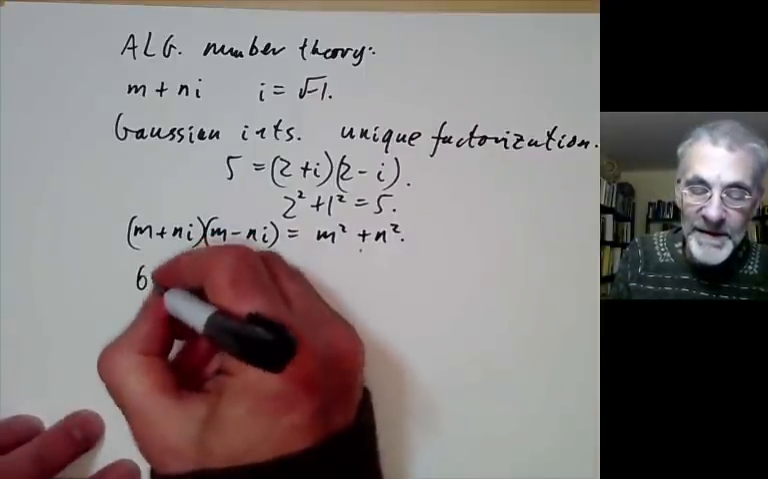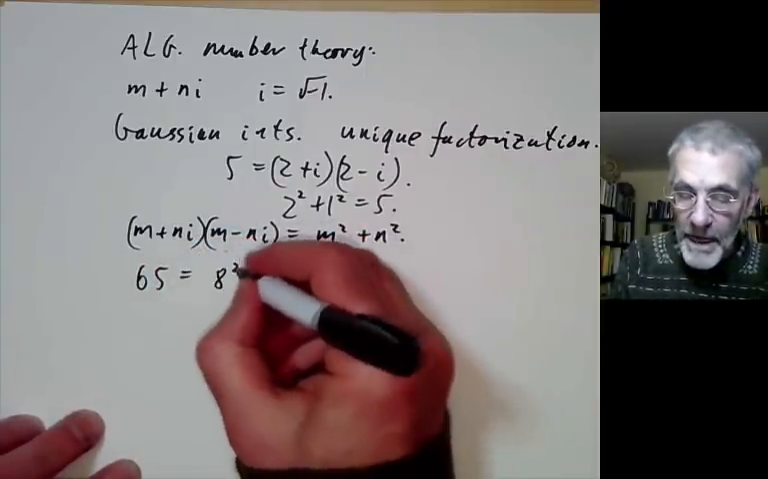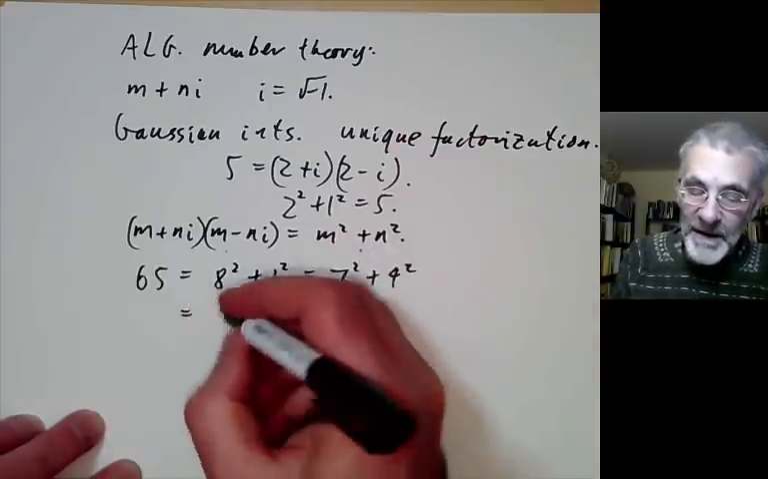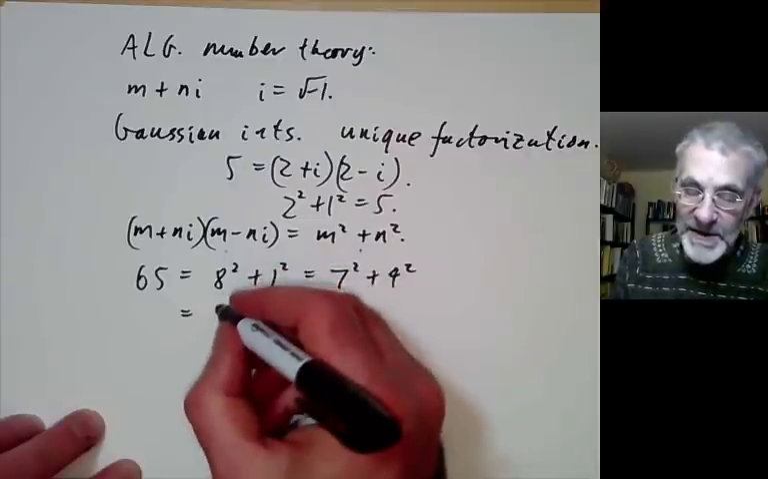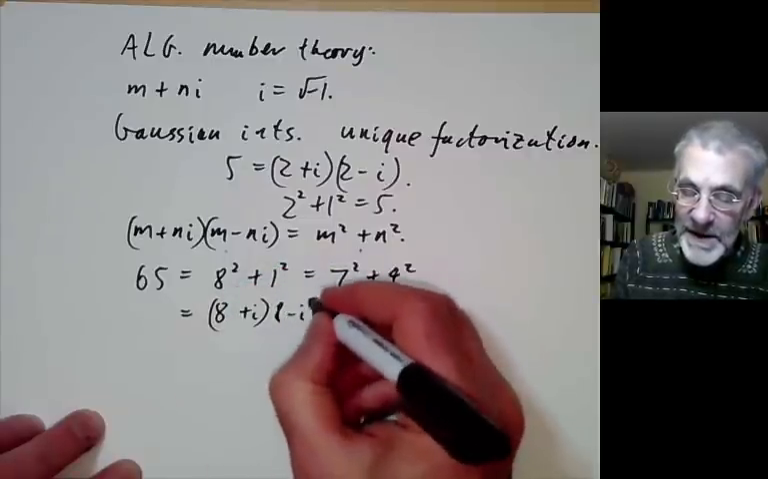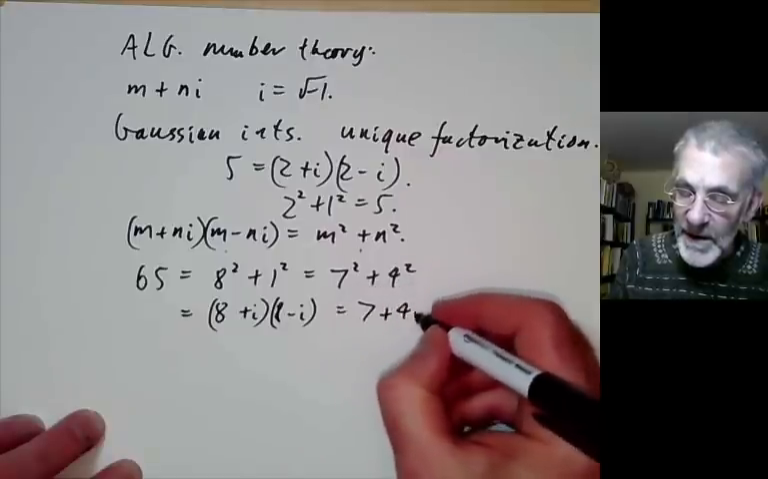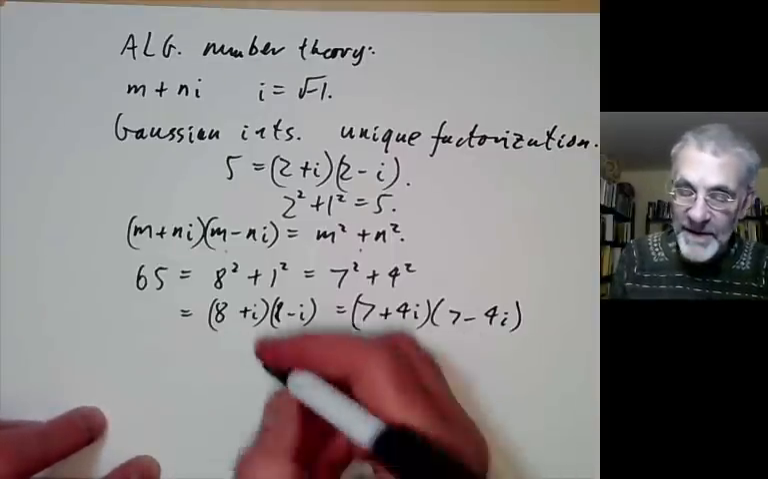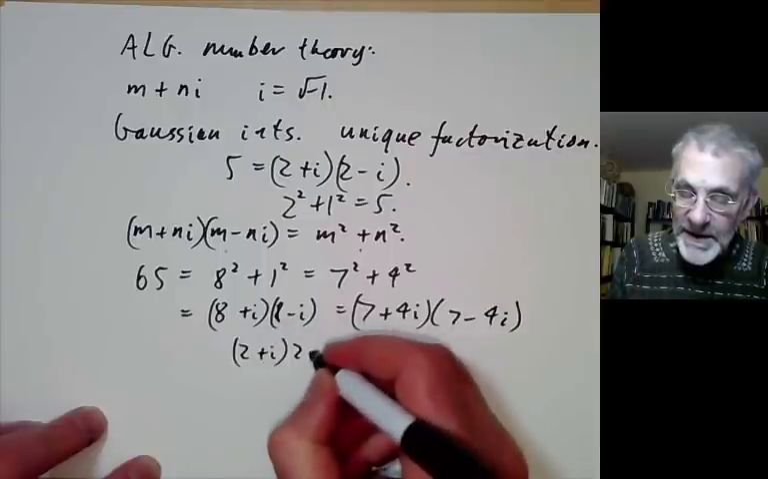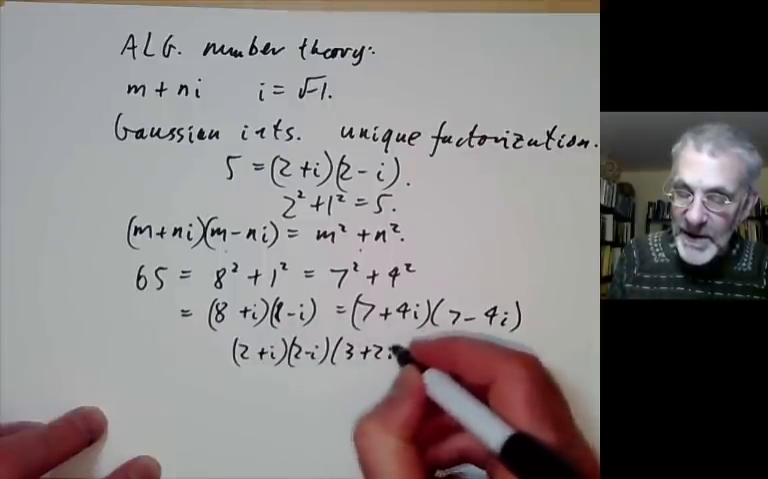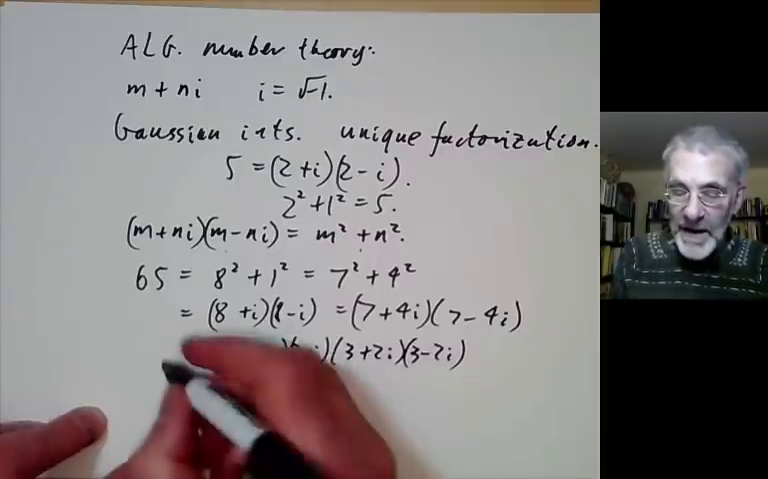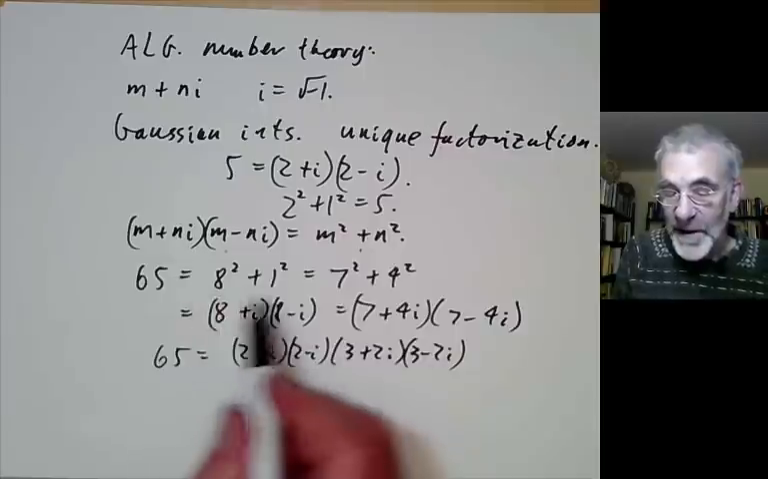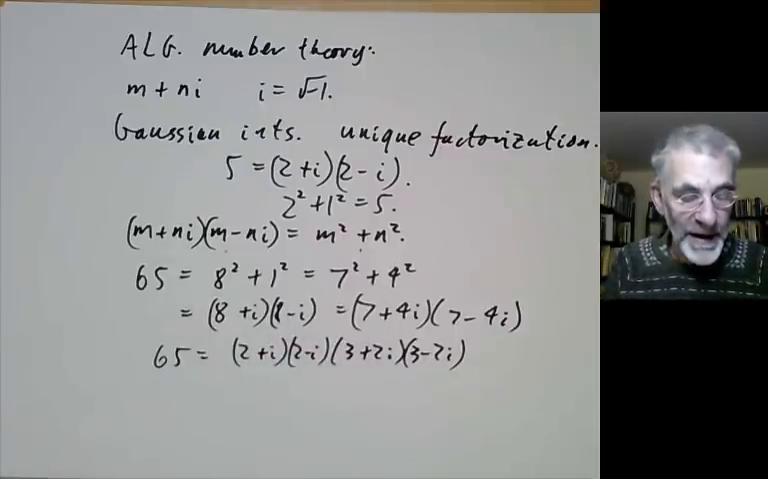So, for example, 65 can be written as a sum of two squares in two different ways. And this corresponds to the fact that it's got two factorizations as Gaussian integers. So here it's 8 plus i times 8 minus i, and it's also equal to 7 plus 4i times 7 minus 4i. And these aren't the only factorizations. You can in fact factorize these even further as 2 plus i, 2 minus i times 3 plus 2i, 3 minus 2i. So there we've got a factorization of 65 into primes, and the different factorizations correspond to different ways of writing 65 as a sum of two squares.